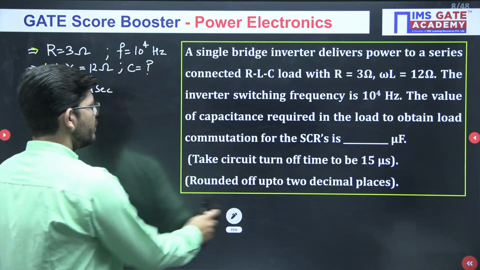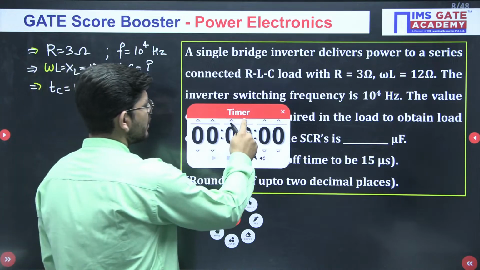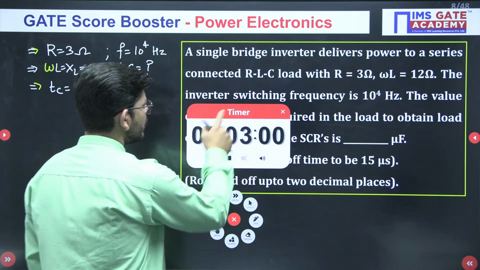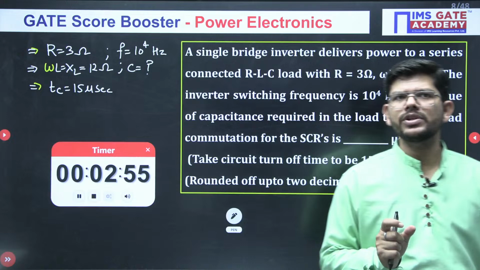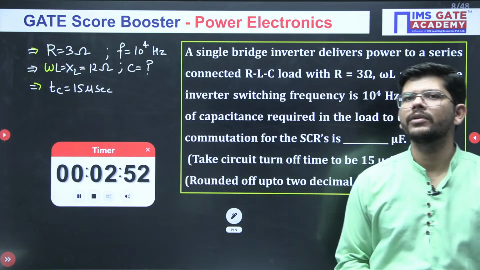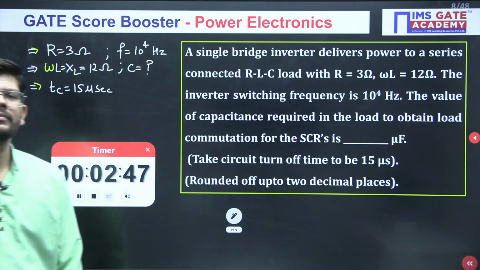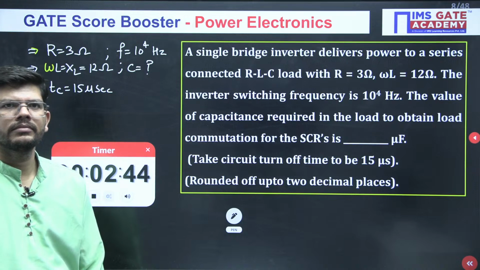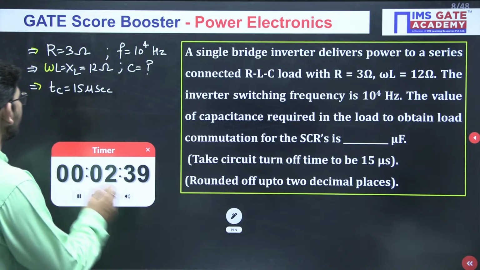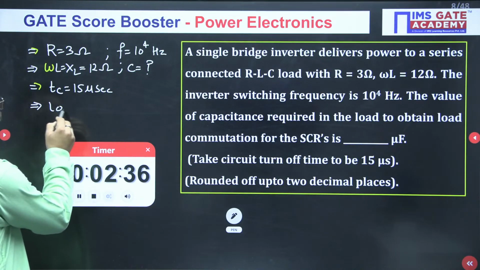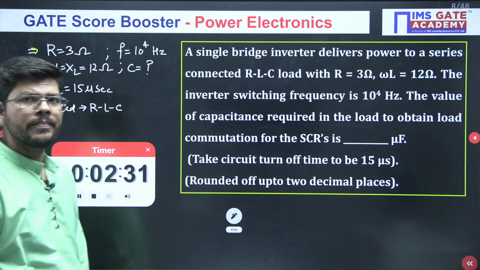I will give you 3 minutes for this question because it can take calculation time. Your time starts now. The way we calculated the answer in the first question, the same approach you have to apply here. This is the hint. And what type of load do we have? The load that we have is an RLC type of load.